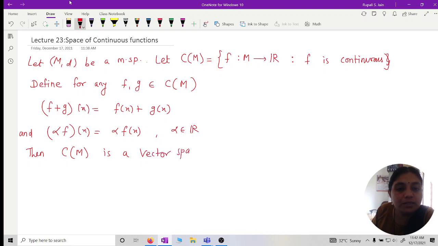What is a vector space? Everybody know a vector space from linear algebra? Linear space or vector space?